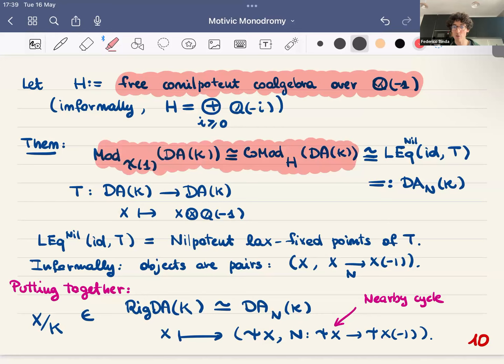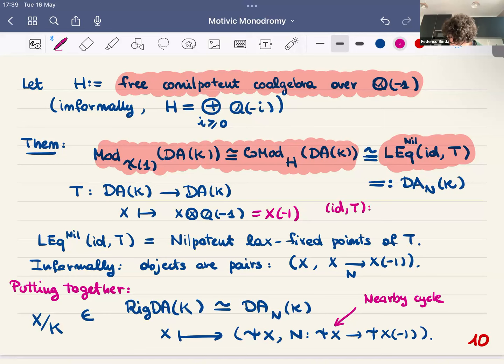And moreover, since this coalgebra is very simple, comodules can be described completely by the action of a single operator. So it is a certain lax equalizer between the identity functor and the functor T from dA k to dA k, which just sends an object x to x tensor Q(-1). That's a very simple functor. You have the functor identity, you have T, and they go from dA little k to dA little k, and you can perform an easy categorical operation that produces another nice infinity category.